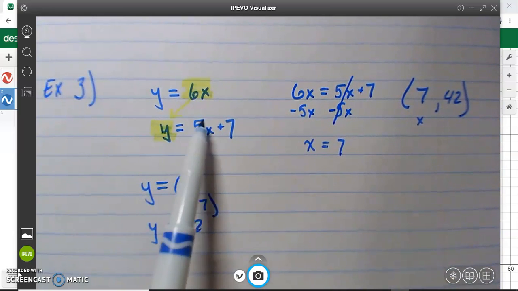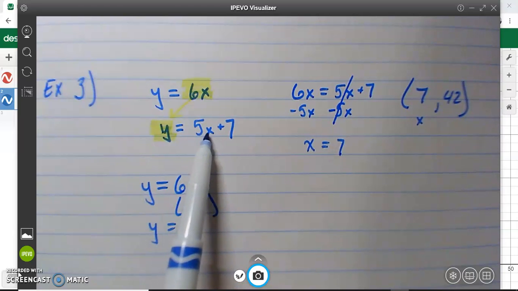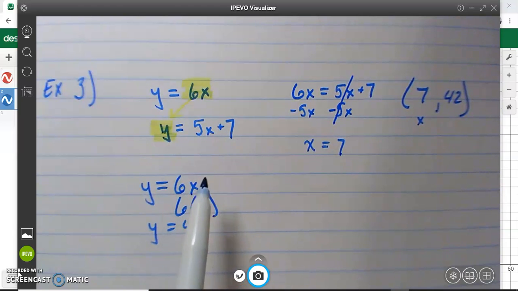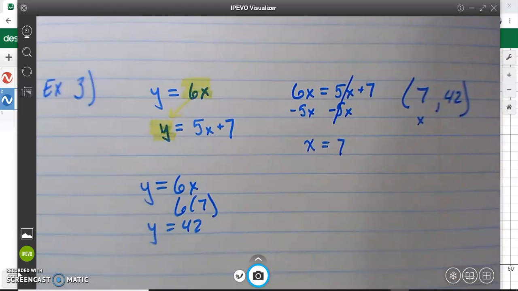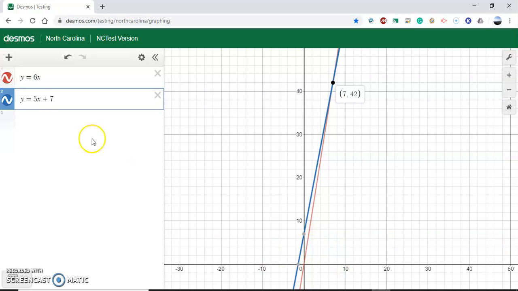Now I could have done it here. 5 times 7 is 35. 35 plus 7 is 42. It would have still given me the same answer. And I can confirm all of that as well by looking at Desmos and seeing where the intersection point is.